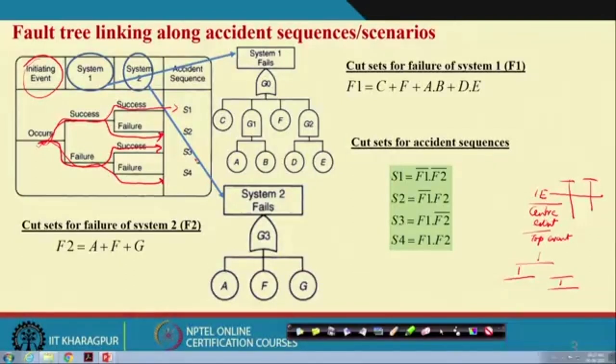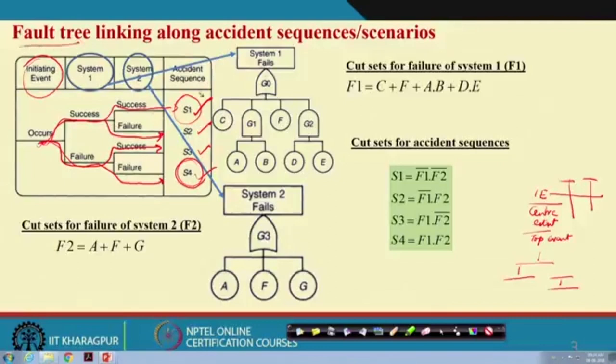So if we say that these are basically protection against the initiating event, then obviously when both the protections fail, S4 will be the most harmful, whereas if both systems are successful, this will be safe or least harmful. So in accident scenarios, these states are S1 scenario 1, S2 scenario 2, S3 scenario 3, S4 scenario 4.